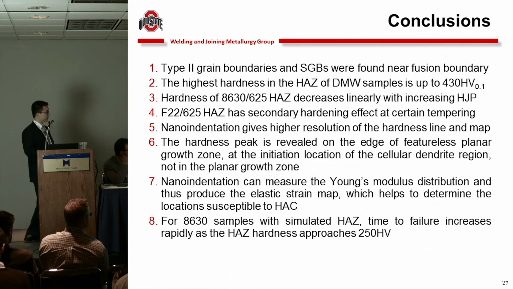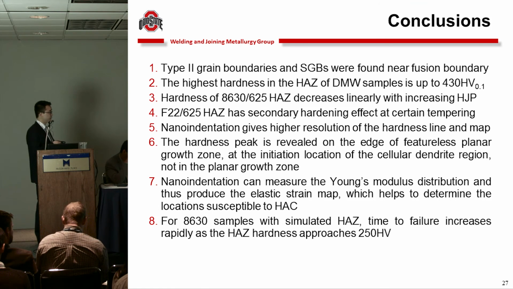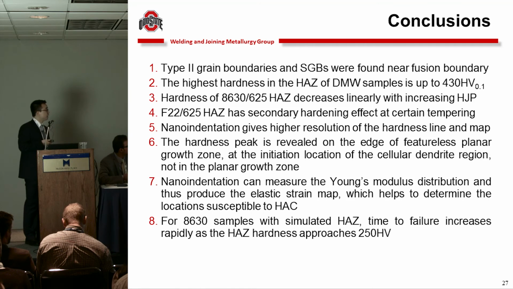Then we go to the conclusions. The first one is that type 2 grain boundaries and solidification grain boundaries were found near the fusion boundary. Second, the highest hardness in the heat affected zone of dissimilar metal weld samples is up to 430 HV. Third, the hardness of the 8630-625 heat affected zone decreases linearly with the increasing Hollomon-Jaffe parameter. The F22-625 heat affected zone has a secondary hardening effect at a certain tempering condition.